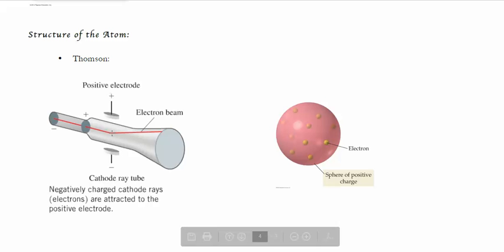And what this told him was, number one, there are subatomic particles called electrons. Right? An atom is not simply an atom. You can break it down further into subatomic particles. And those electrons have a negative charge. Now, what he thought an atom consisted of was an overall positive charge, which is represented with this pink circle, and that there are simply electrons dispersed throughout the atom. And this model is called the plum pudding model.